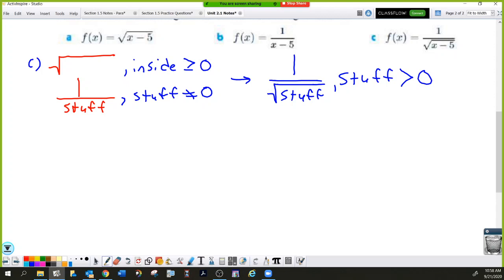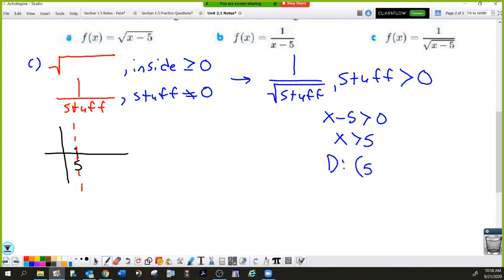I told you anytime you're dividing by 0, you have a vertical asymptote, correct? That's what I told you. So there is still a vertical asymptote at 5. That has not changed. If you combine the two rules that we had for part A and part B, what you get is that the stuff, x minus 5, must be strictly greater than 0. So you add 5 to both sides, you go, oh, x is greater than 5. Well, there's your domain, from 5 to infinity. That means I can only go to the right of 5. So take a number just to the right of 5. 5.01.